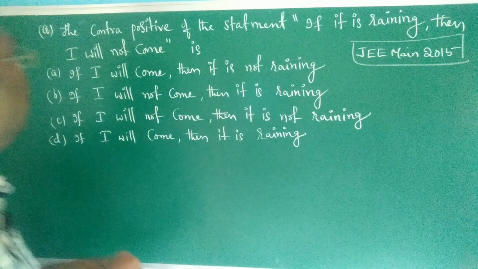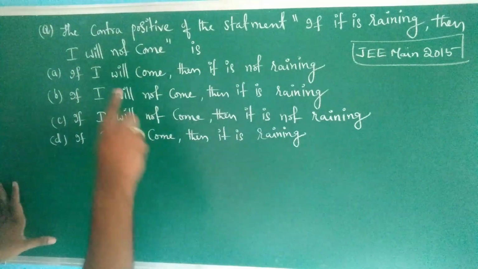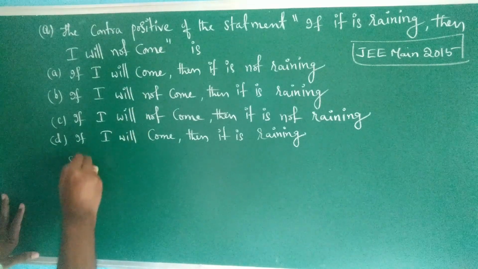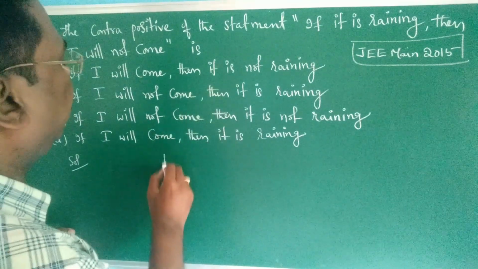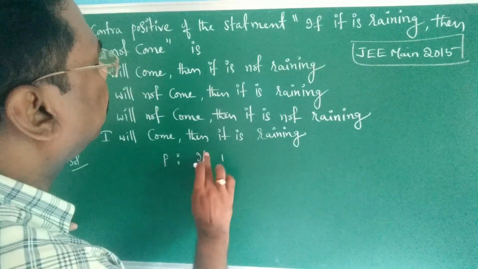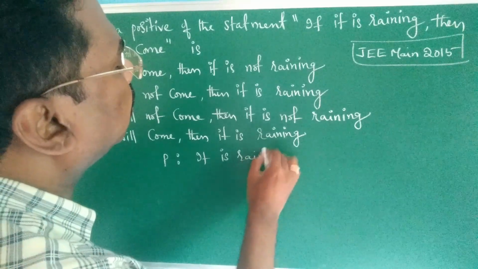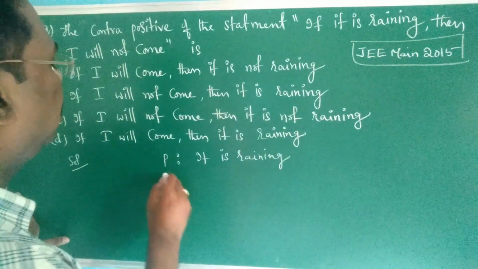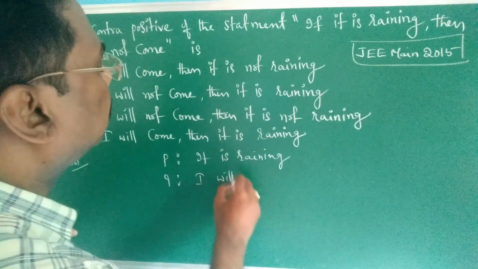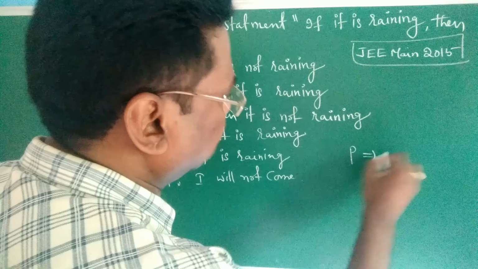Next one is, the contrapositive of this statement: if it is raining, then I will not come. Okay, now here also four options are given. Now your given statement is converted into two statements. Let P: it is raining. Q is equal to I will not come. Okay, now your statement P implies Q.